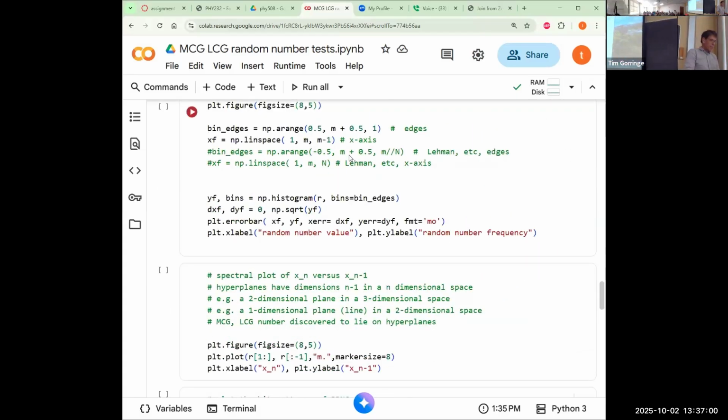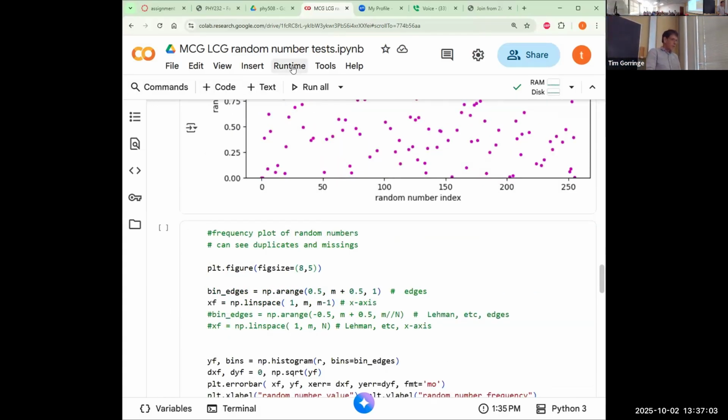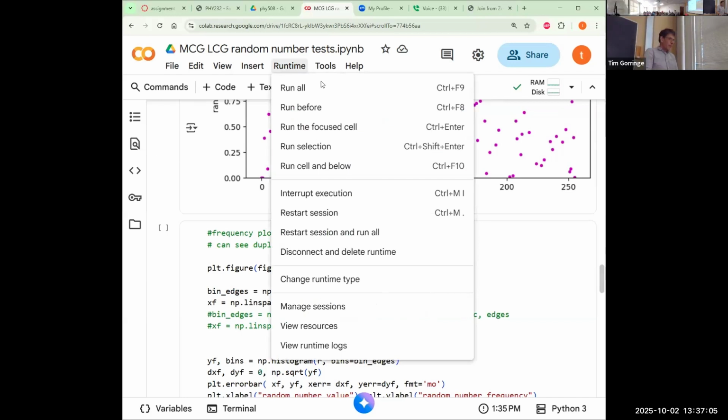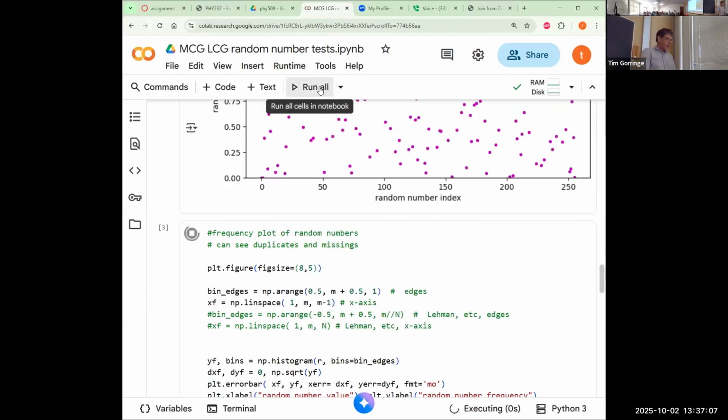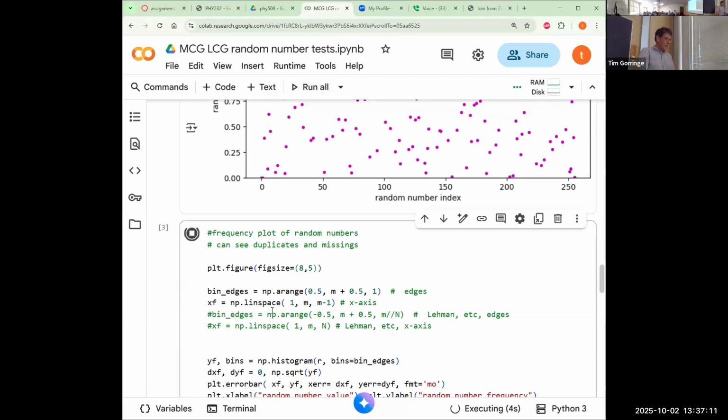Let me run this. For some reason it crashed while it's doing that. I don't know why. Oh, I know. There's something else I've got to fix.